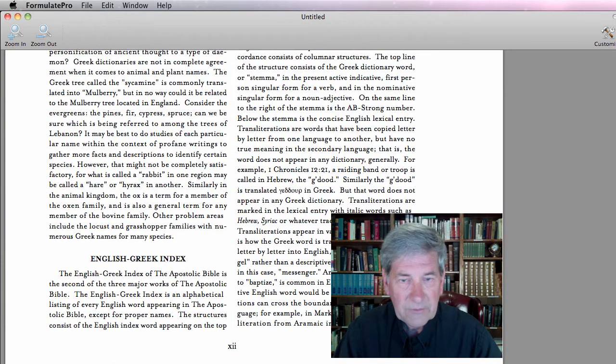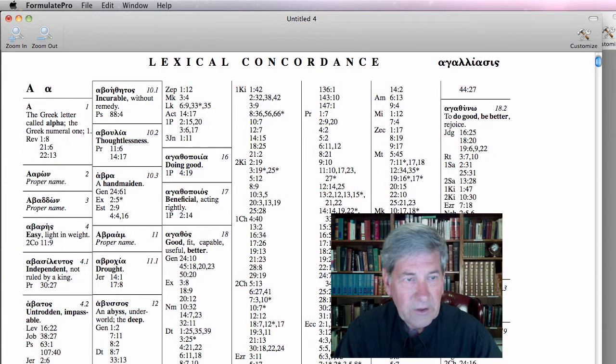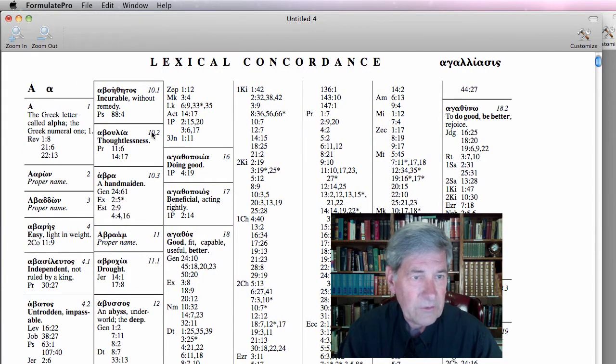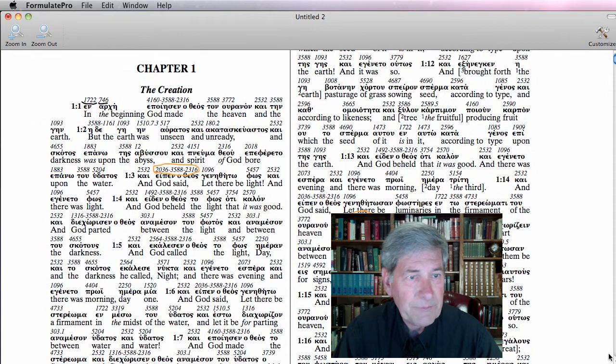Then, after the English-Greek index, it went into the lexical concordance, and that's the last part of our Bible, and here it is right here. And you can see all these, the Greek word, and there's the number and the English explanation, and then all the places that the word appears. We'll just go down and find one here. It's abyssos, the abyss, 12, and appears in Genesis 1:2. So let's go back to Genesis and see if we can find it. We'll scroll up here to the top. We look at 1:2, and there it is right there. Abyssou in the genitive, number 12.